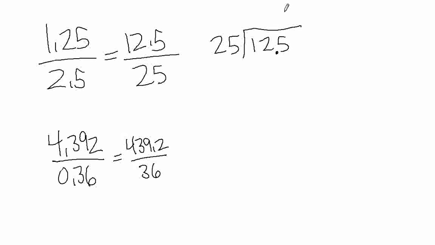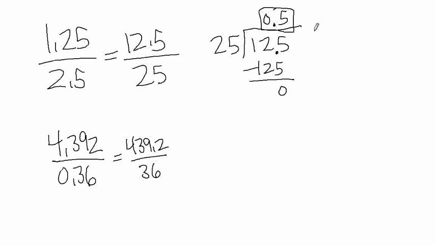So 25 goes into 125 5 times, and then it divides evenly, so we're done. But the answer is not 5. Now what we do is we put another copy of the decimal point above where the old one is. So right there, and so the answer is 0.5.